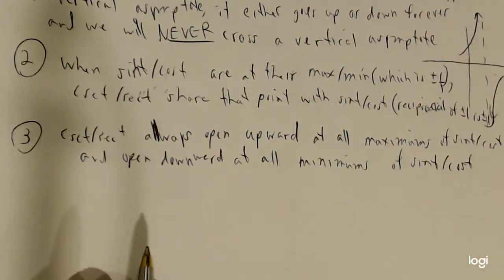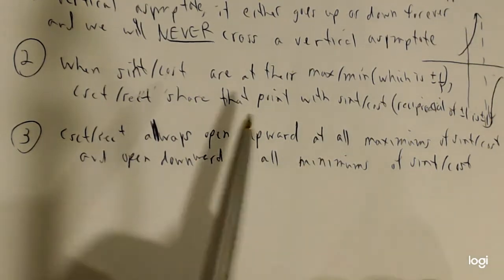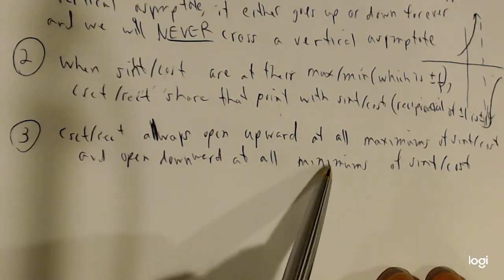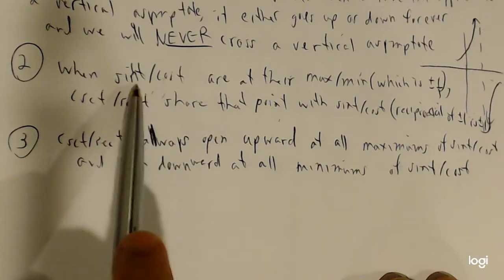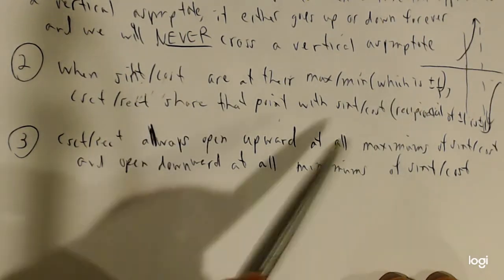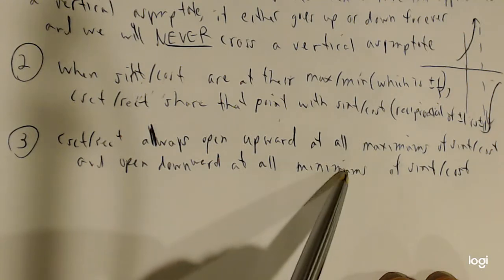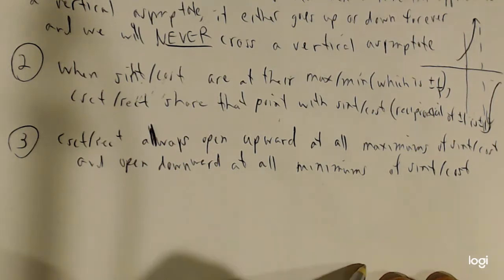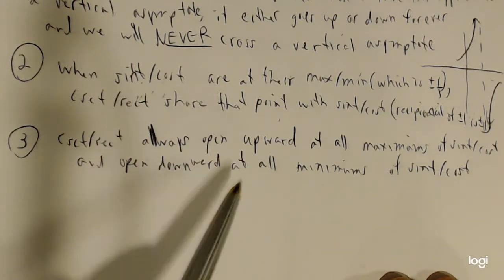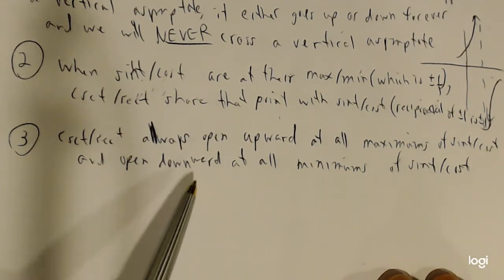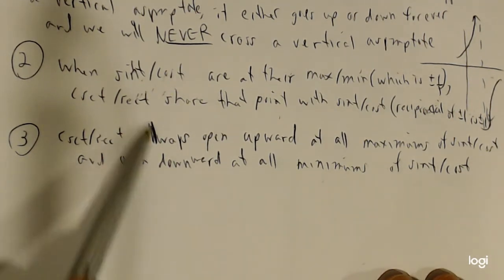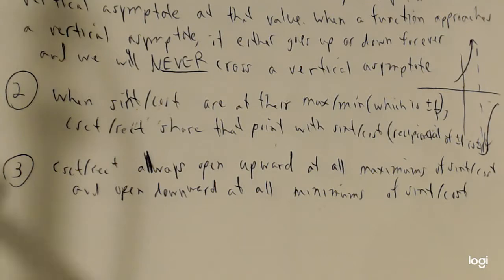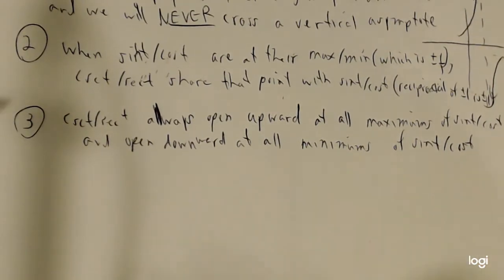Okay, the reason being is, when sine and cosine hit their maximum, they're at 1, and then they start getting closer to 0, and as they get closer to 0, the y values of the reciprocal become larger and larger, which causes it to go up if it's positive, or if you're going from the negative towards 0, it causes you to go down. So what you notice is that at every maximum, cosecant and secant share the point with sine and cosine, and then they open upwards towards the vertical asymptote, and at the minimum they open downwards. So with these three facts, we'll be able to force out the graph of secant and cosecant.